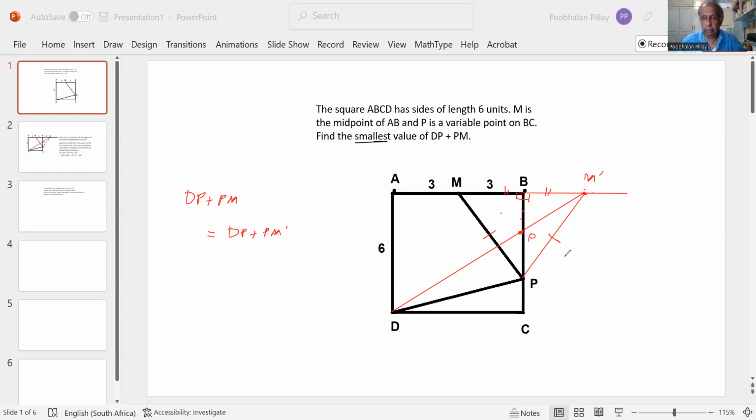But now the question is, what is dP plus PM in this case? The answer is that when P is this point here, that gives you the smallest possible sum, and it is dm prime. dP plus PM prime is dm prime because it's a straight line. So now what is dm prime? This is for smallest.